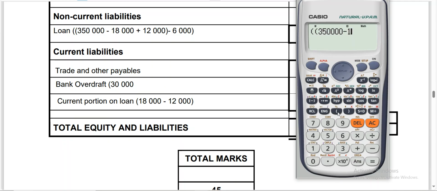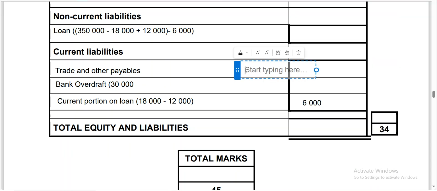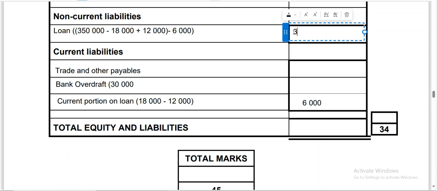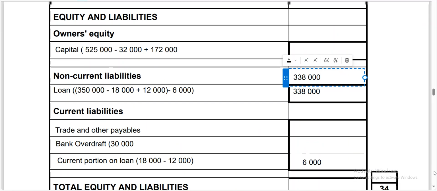350,000 minus 18,000 and then plus 12,000, and then I close the bracket and say minus 6,000, and then I close my bracket, and then my answer will be 338,000. So on my long-term loan I'll have my answer as 338,000, and then also here my answer will be 338,000, and then from there we would be done dealing with our adjustment.